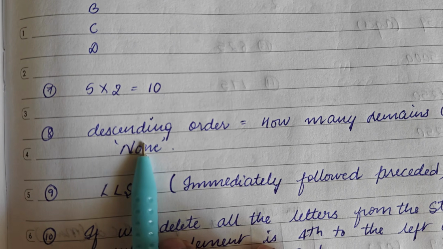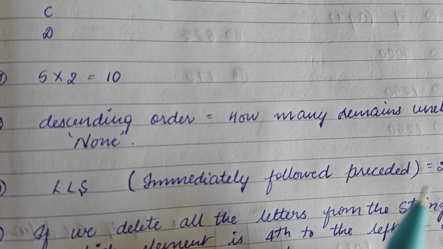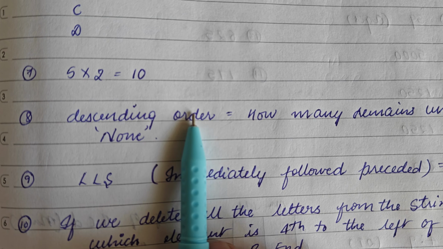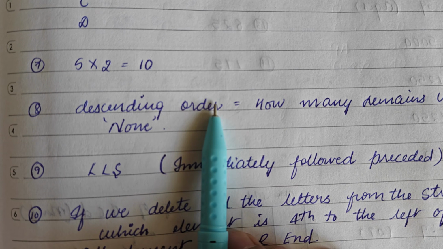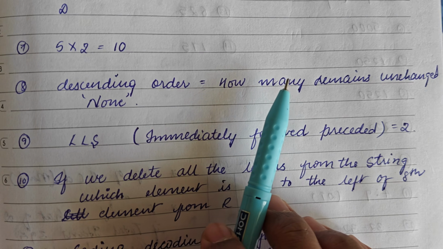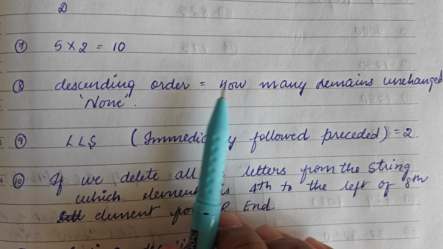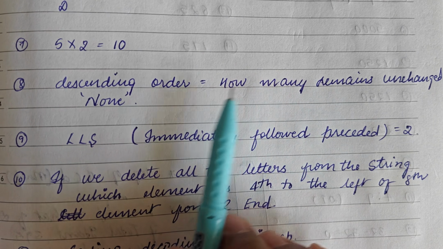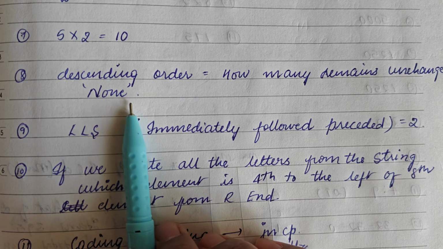Then one more miscellaneous question, where they had given some numbers. We have to arrange them in descending order, then find how many of the elements or numbers remain unchanged. So I got none as the answer.